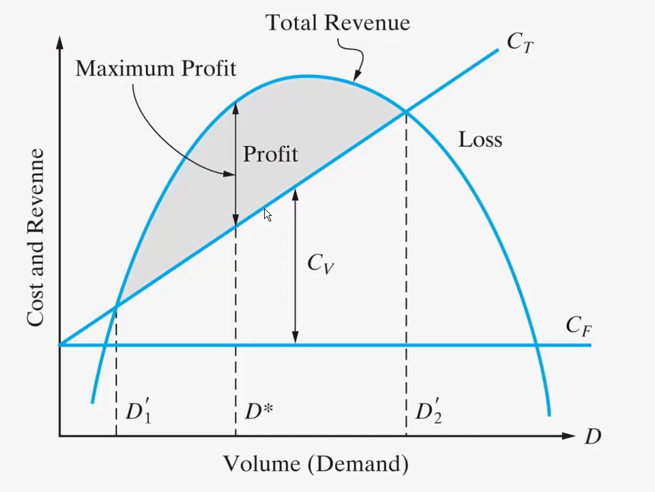And remember, cost includes two components. It's the fixed cost and the variable cost. And so D prime 1 means the first time that you have a break-even point. But there's a second break-even point where if you sell more than D prime 2, you're losing money again. To the right of D prime 2, you're losing money again because your prices are too low. All right?